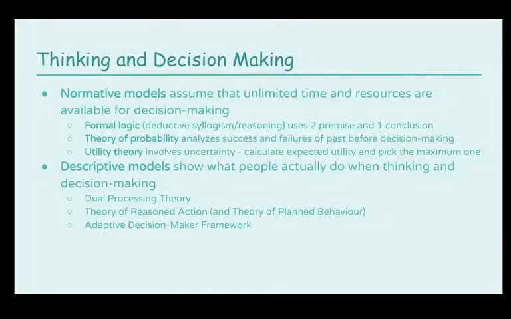And the last would be utility theory, which involves uncertainty. So utility theory is useful when the theory of probability doesn't work, because in real life there's a lot of uncertainties. So utility theory calculates the expected utility and picks the best choice or the maximum choice.